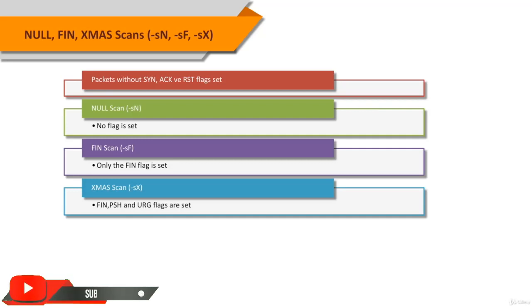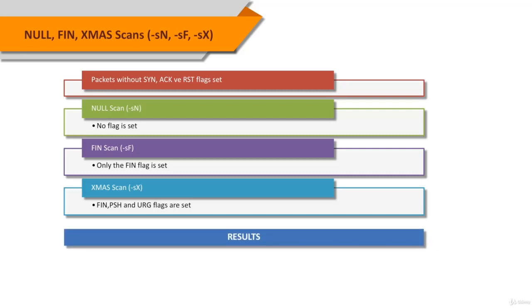There are 2 rules defined in RFC standards about such packets. The first rule is, if the destination port state is closed, an incoming segment not containing a RST causes a RST to be sent in response. The second rule is, packets sent to open ports without the SYN, RST, or ACK bits set are dropped. These 3 scan types are exactly the same in behavior except for the TCP flag set in probe packets.